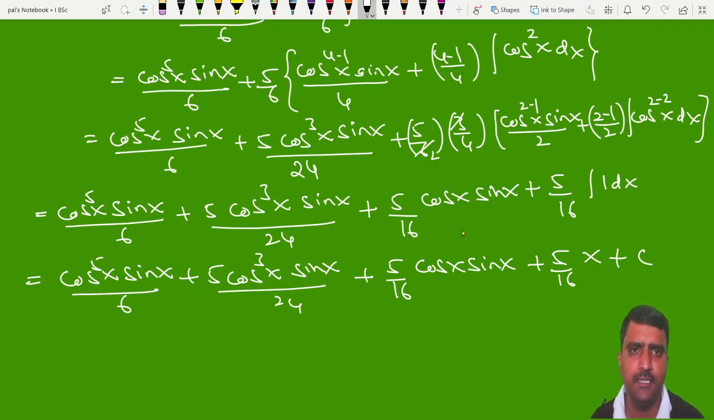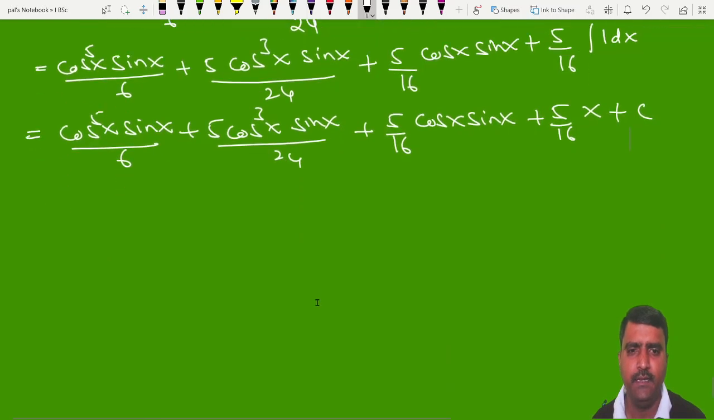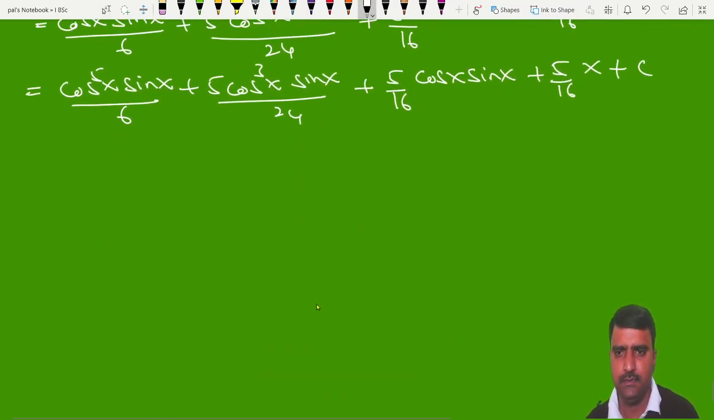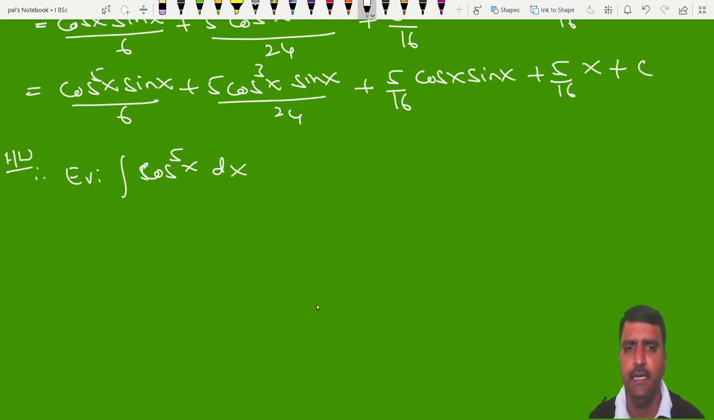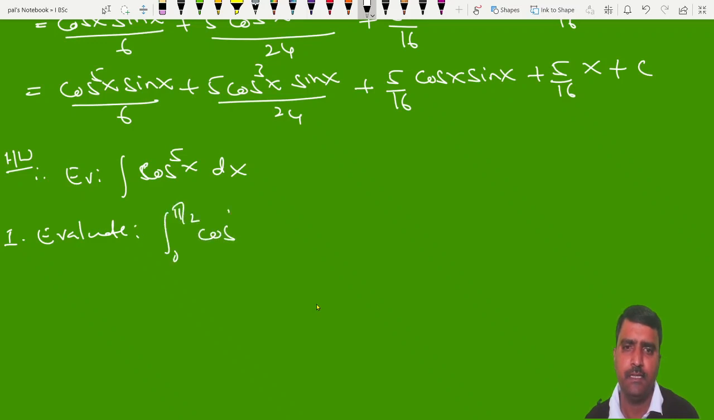Of course it is a little bit lengthy problem. So you take it as homework. Try to evaluate integration of cos to the power 5x dx. Again take one more problem. Evaluate integration from 0 to pi by 2 cos to the power 10x dx.